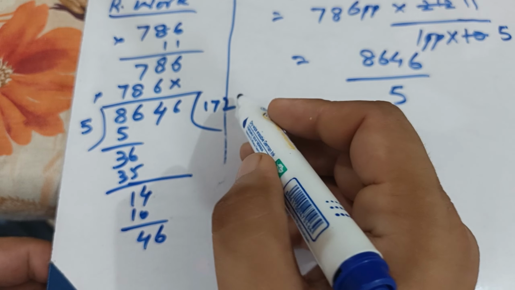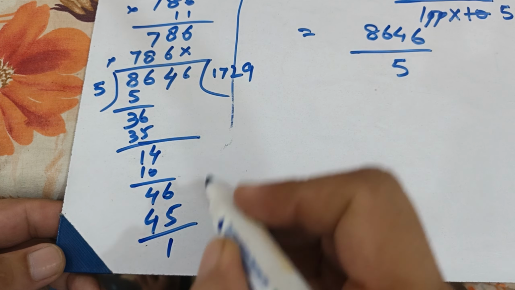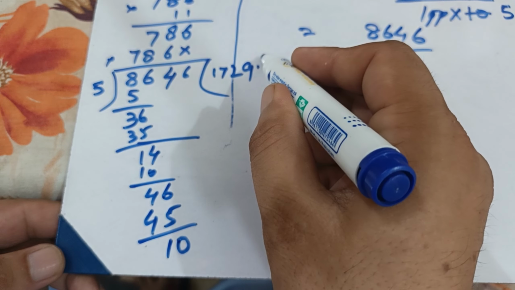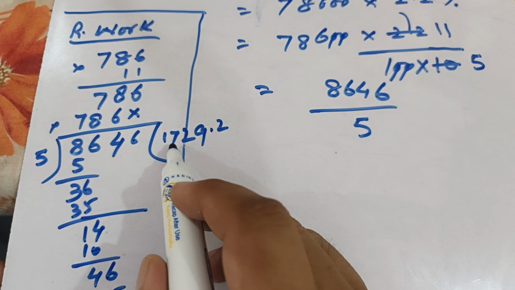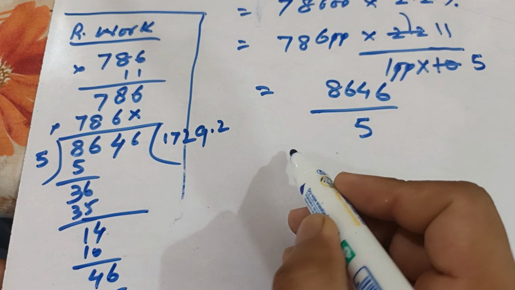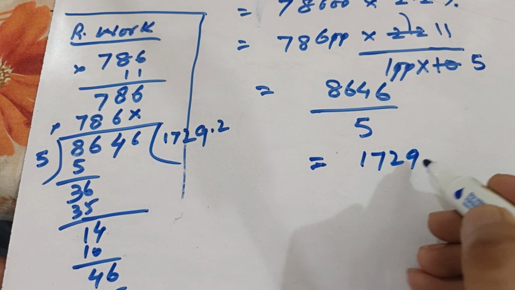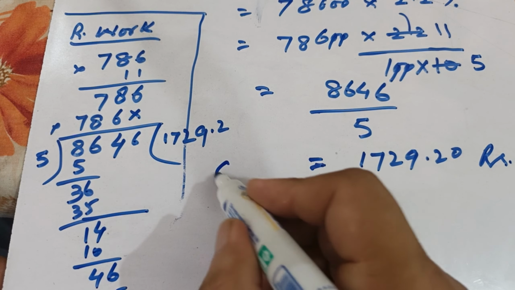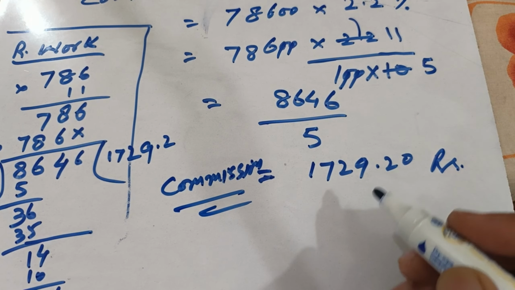9, 5 nines are 45. 1. We will put a point here, and we will write 0 here, and 5 twos are 10. So this is 1729.2, 1729.20 rupees. This is the commission. And this is the answer.